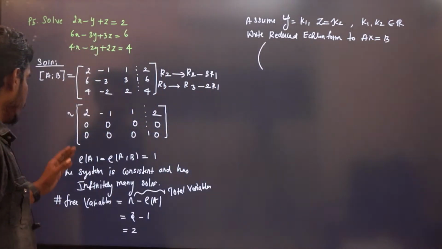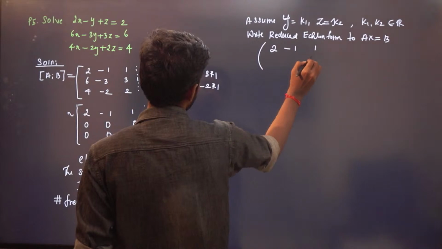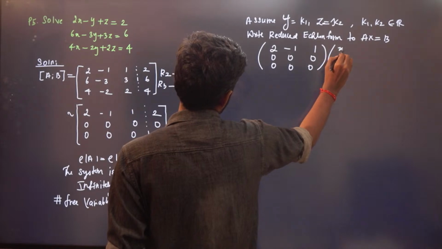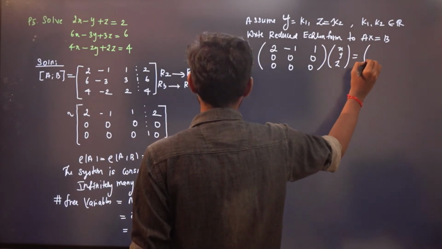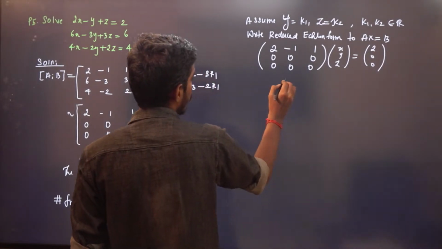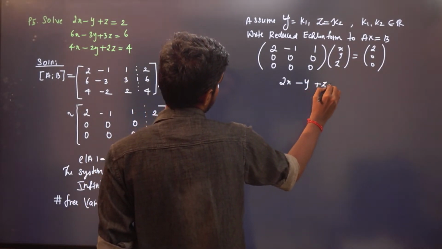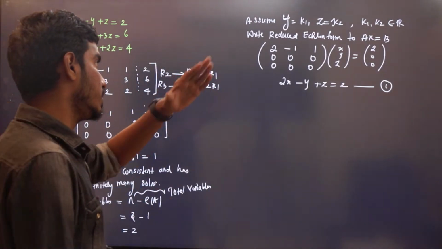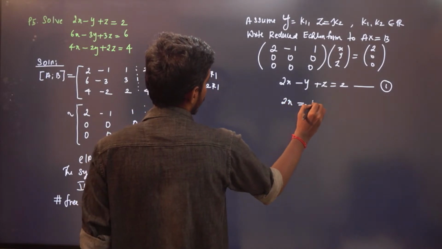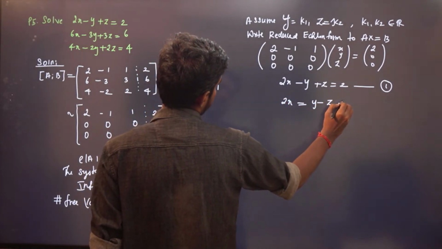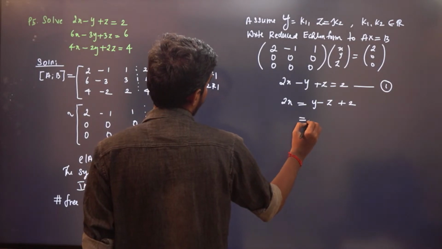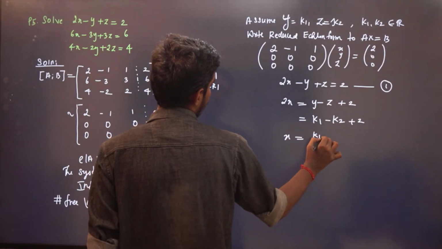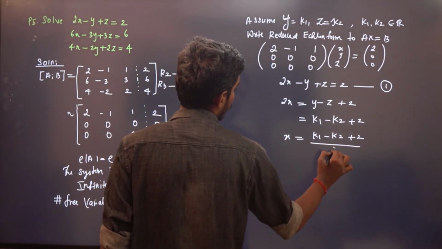So what is the Ax equal to b form? 2, minus 1, 1; 0, 0, 0; 0, 0, 0, times x, y, z, equals 2, 0, 0. So you have only one equation now, right? And we know y is k1, z is k2. So 2x is y minus z plus 2, and we know y is k1, z is k2. So your x is k1 minus k2 plus 2 by 2.